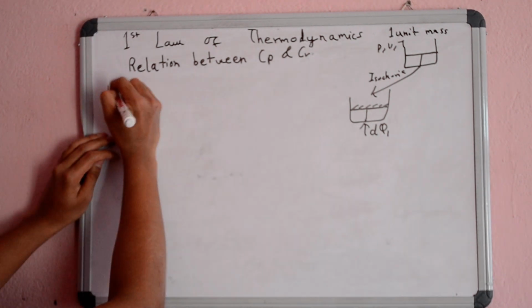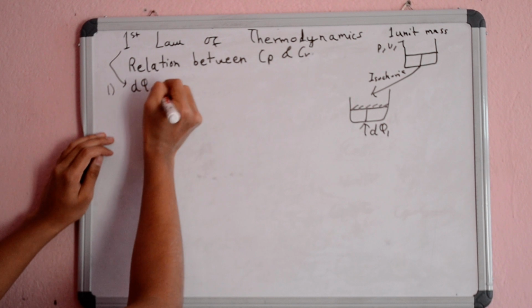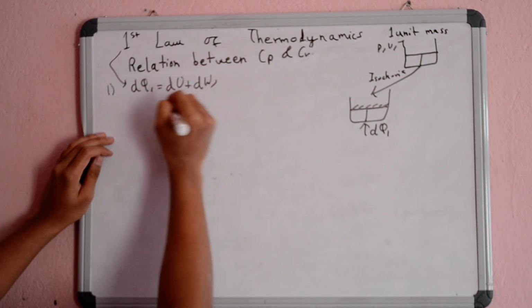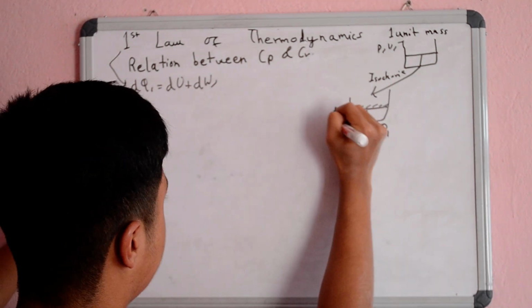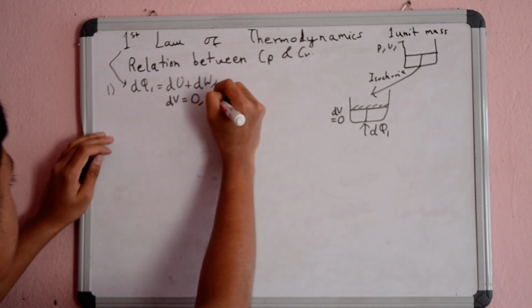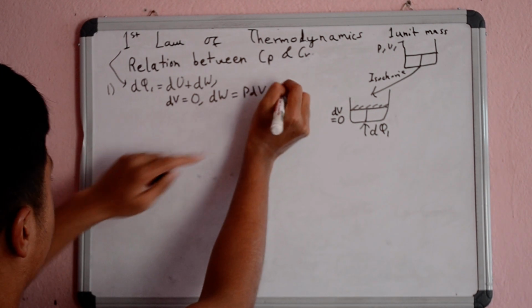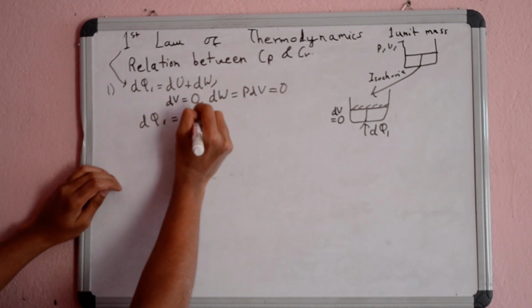Now for the first one, from the first law of thermodynamics, we have dq1 equals du plus dw. We know that in an isochoric process dv is equal to 0, meaning that the small work done, pdv, is 0. Therefore, dq1 is just equal to du.